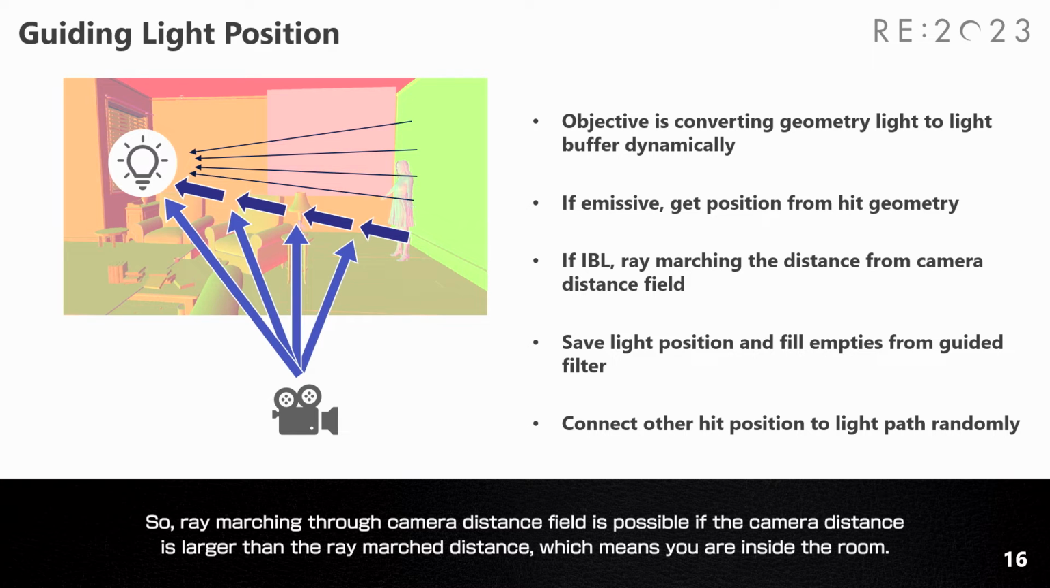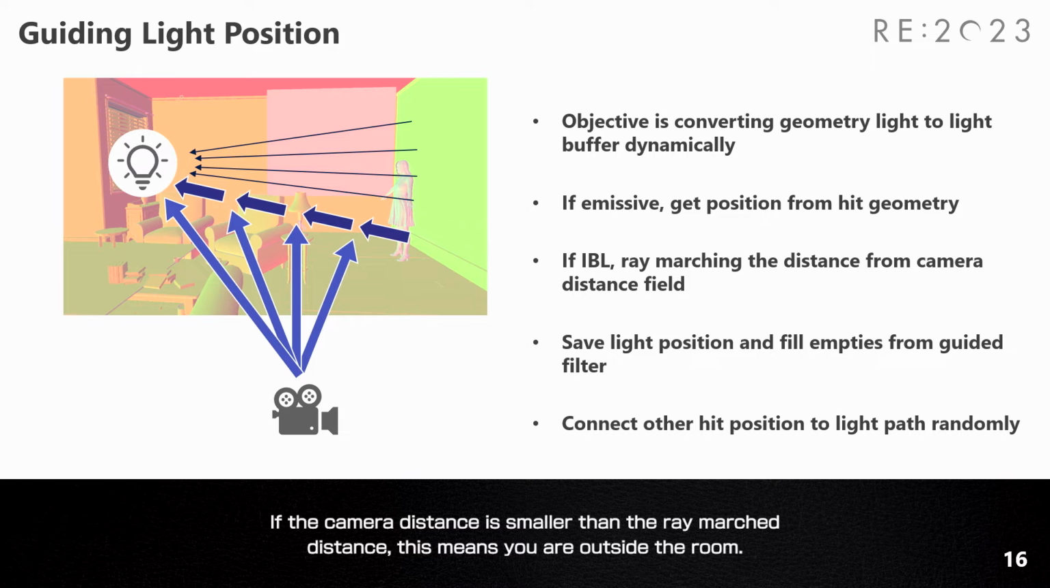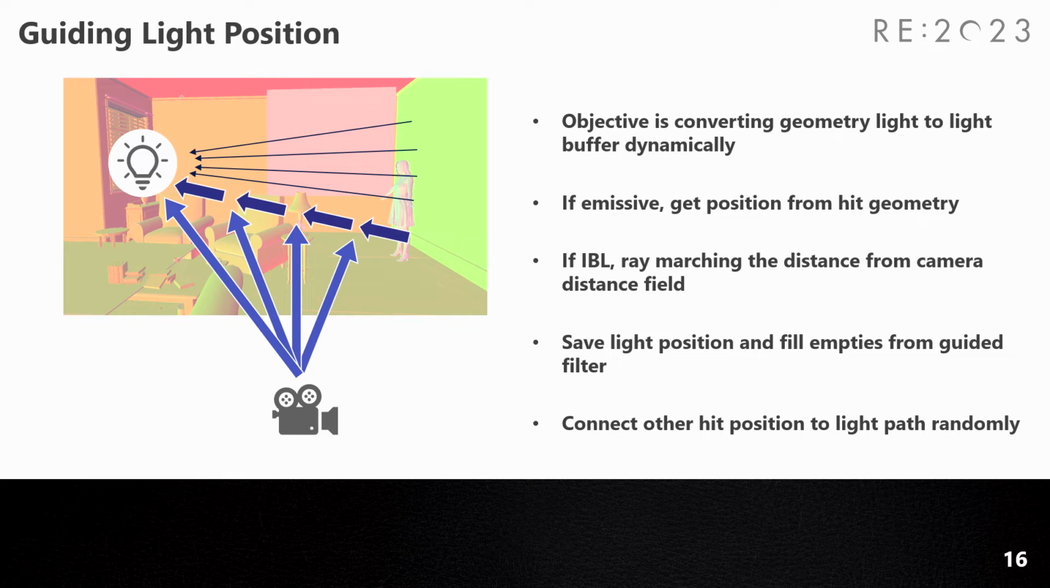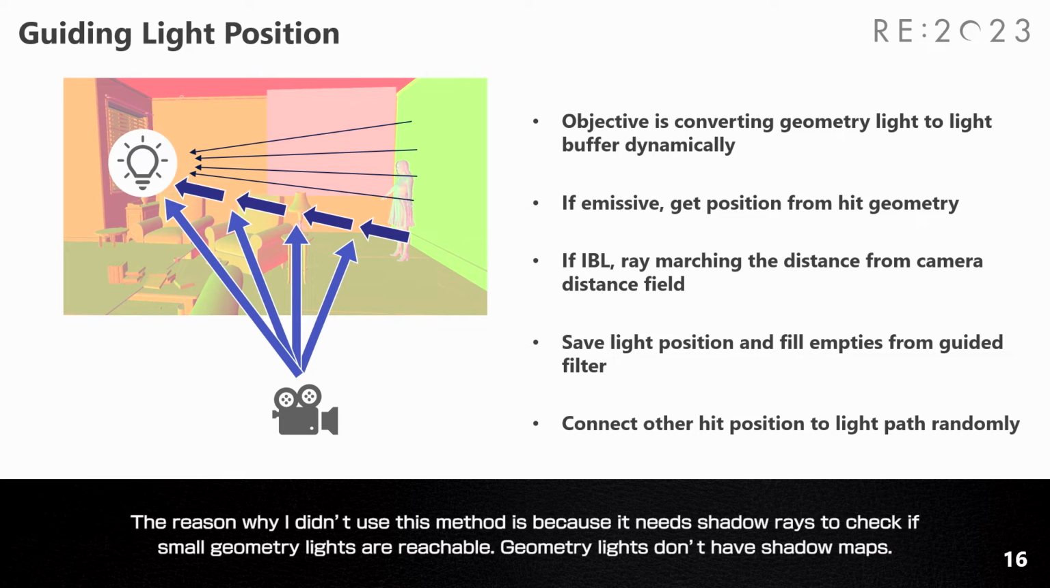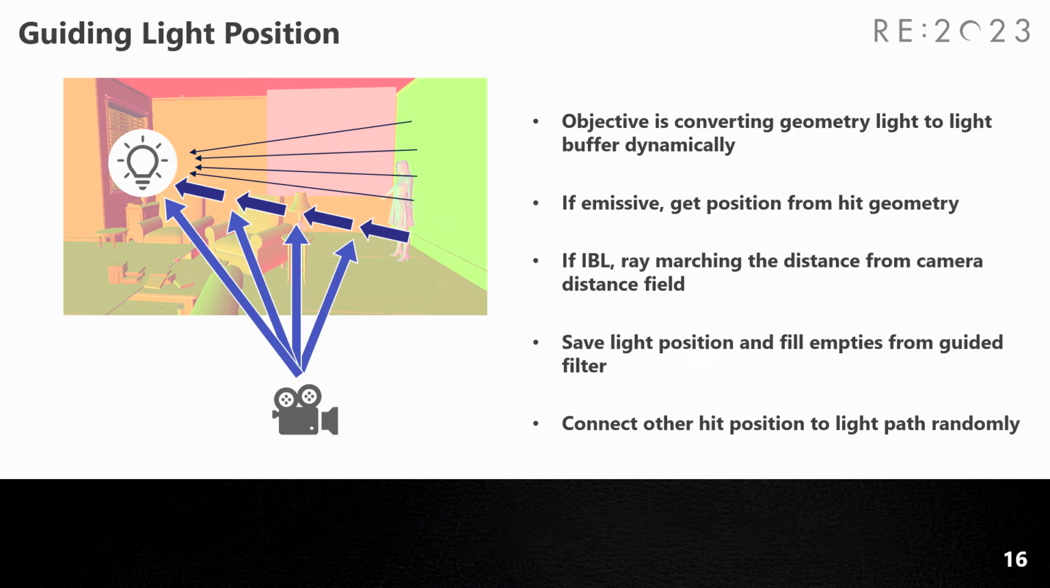So, rematching through the camera distance field is possible. If the camera distance is larger than the rematched distance, it means you are inside the room. If the camera distance is smaller than the rematched distance, this means you are outside the room. After getting those light positions, propagate them to those pixels without light and do the next event estimation at the final stage. The reason why I didn't use this method is because it needs shadow rays to check if small geometry lights are reachable. Geometry lights don't have shadow maps.